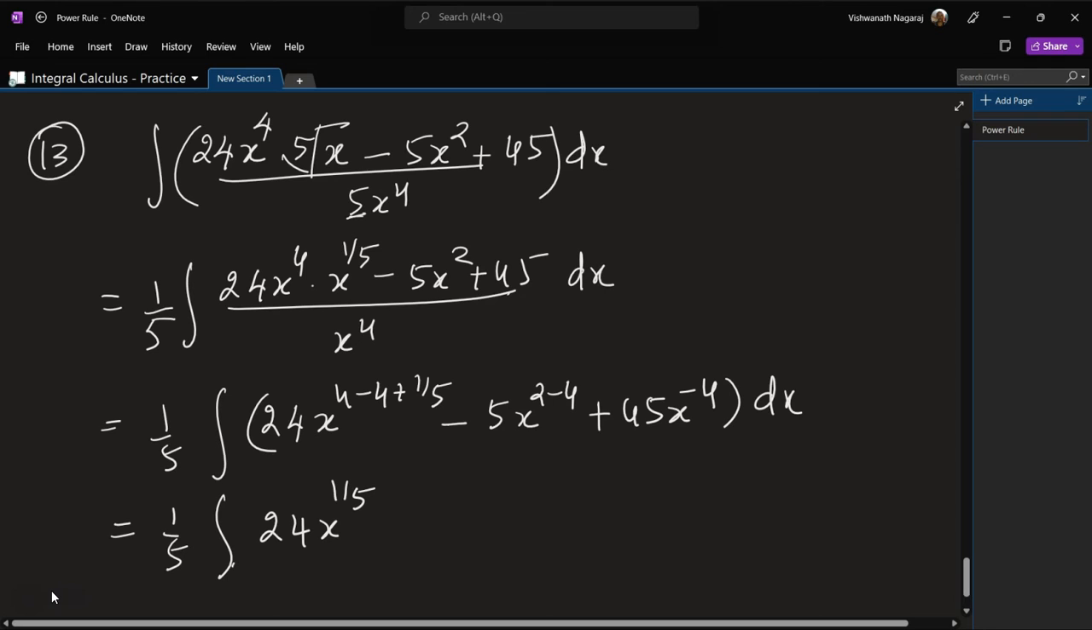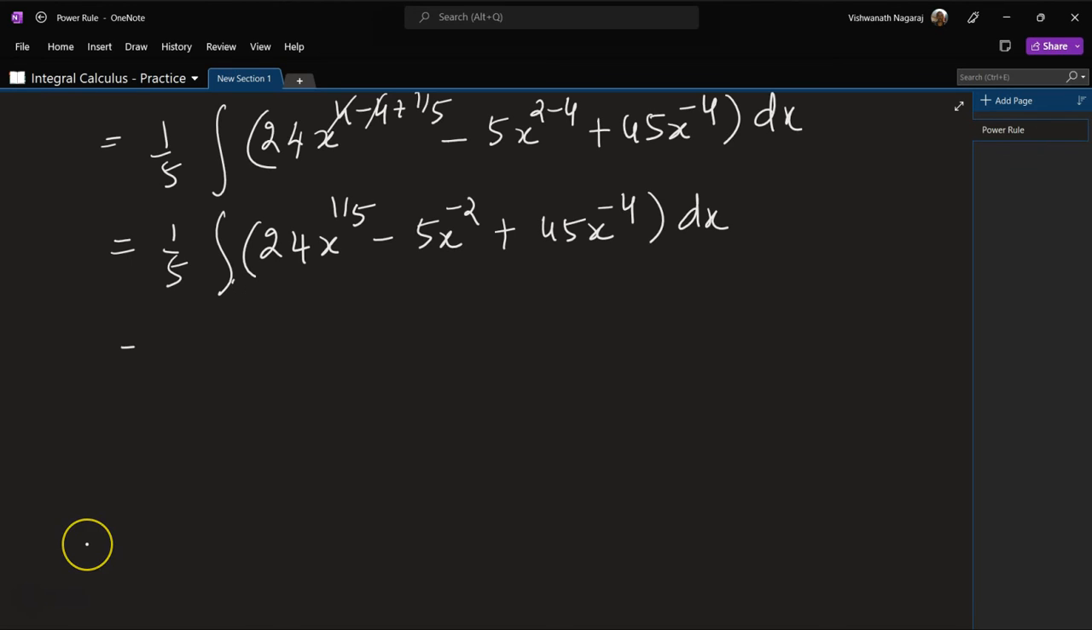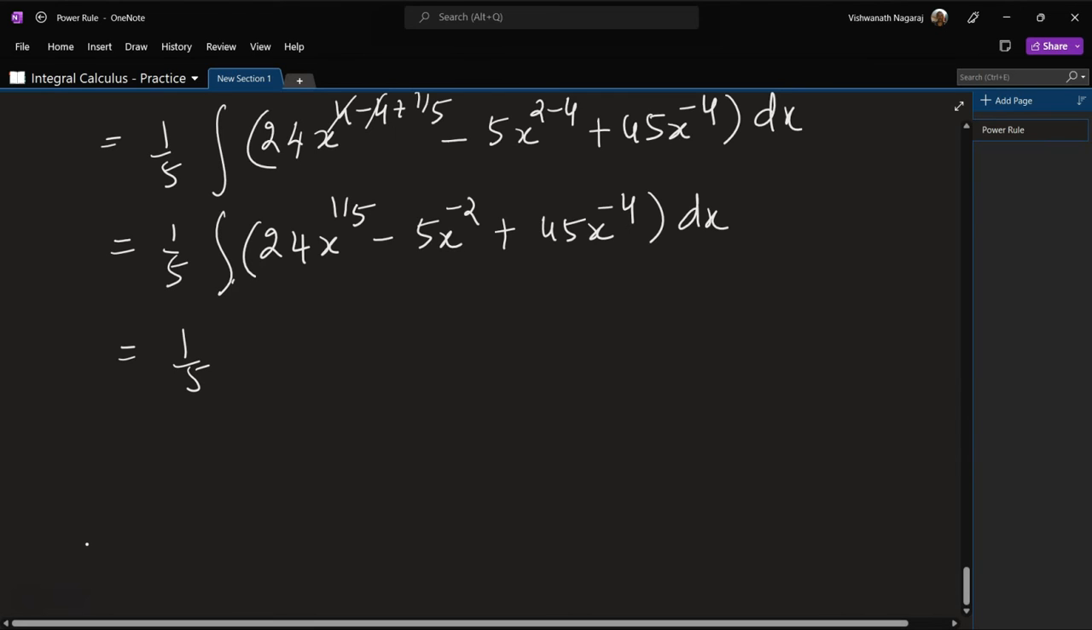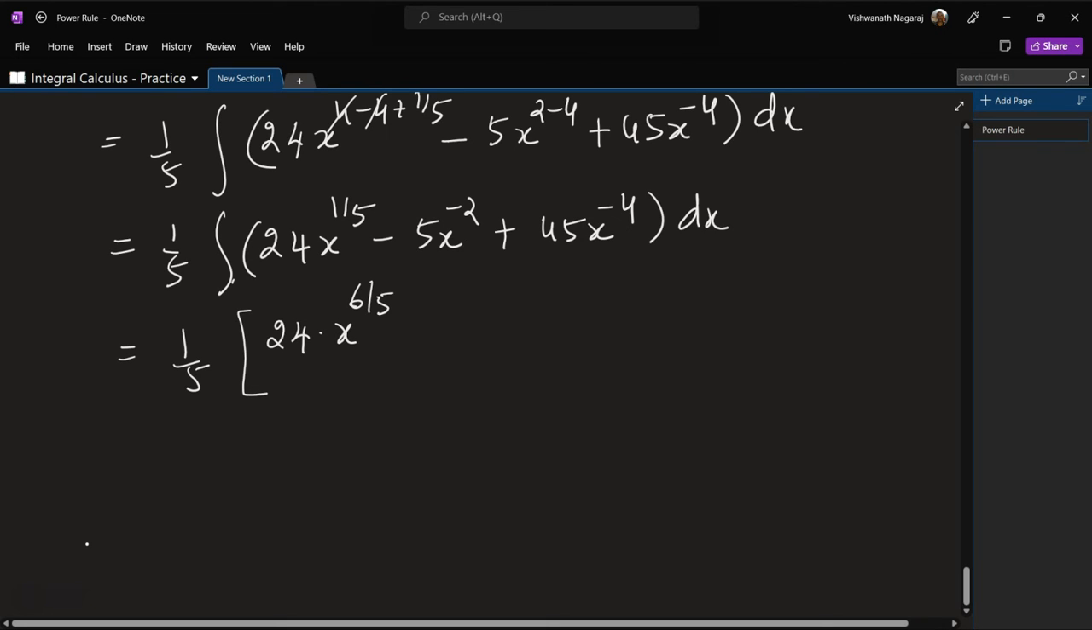Simplify this. 24x to the power of 1 by 5. 4 and 4 cancel. Minus 5x to the power of minus 2 plus 45x to the power of minus 4 dx. Now let's integrate. What do we get? We get 24 x to the power of 1 by 5 plus 1, which gives us 6 by 5, by 6 by 5, minus 5.